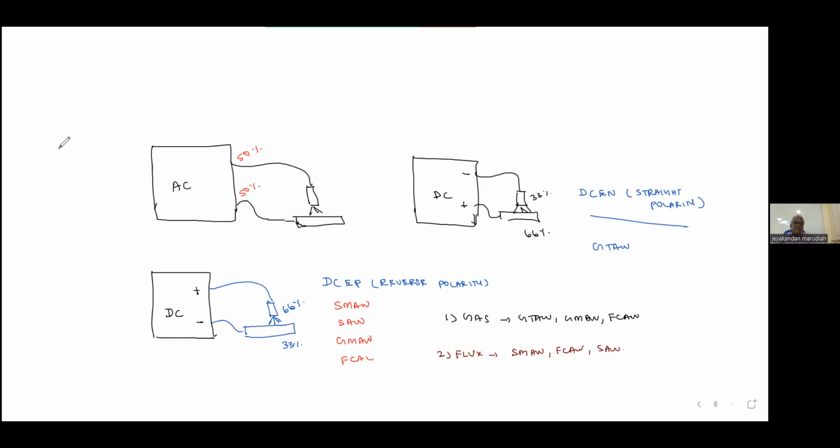Now coming to the deposition rate. Deposition rate is related to the protection. Which process has the least deposition rate? GTAW, then SMAW, then GMAW, then FCAW, then SAW.